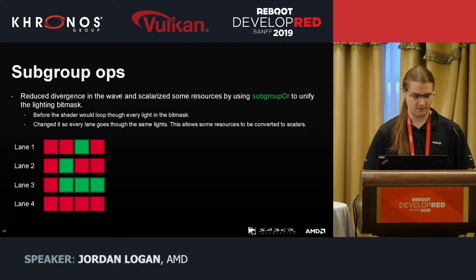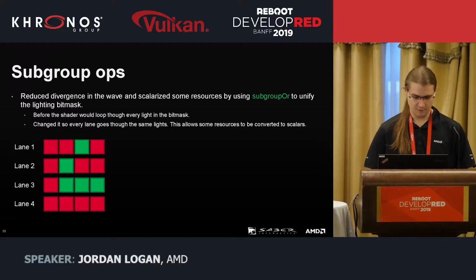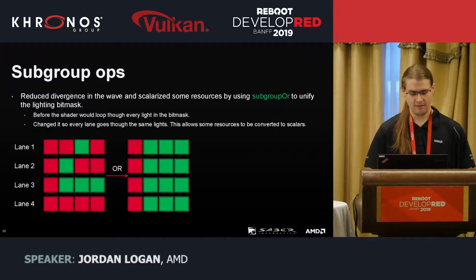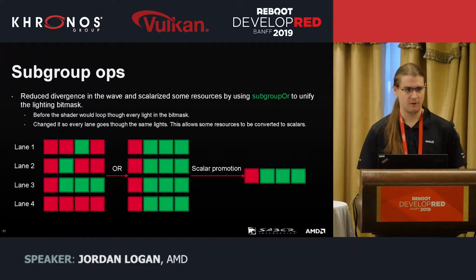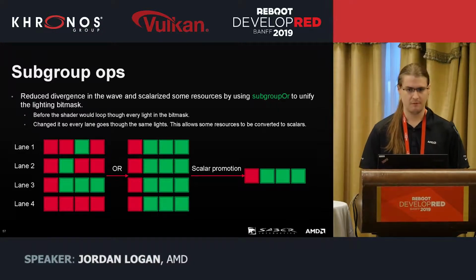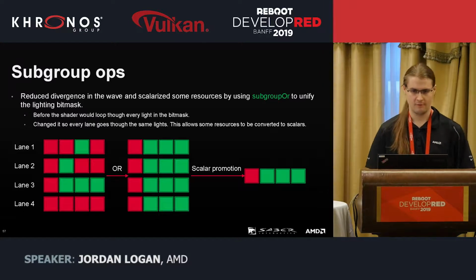I have my imaginary GPU here that has 4 lanes and 4 bit masks. You see here that lanes 1, 2, and 3 have some bits set; that'll be the green, and the rest are red. What subgroup OR does is it takes every single lane, ORs them together, and broadcasts the result to all of them. The compiler is smart enough to realize that this is now uniform, so it can promote it to a scalar, which moves it out of a VGPR for AMD.